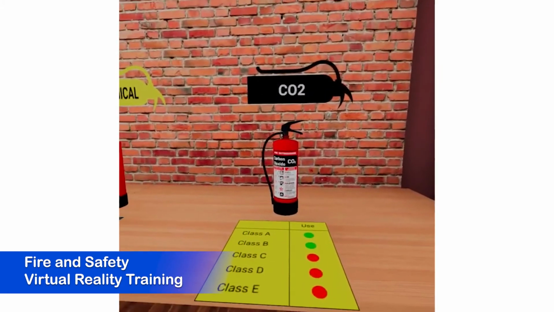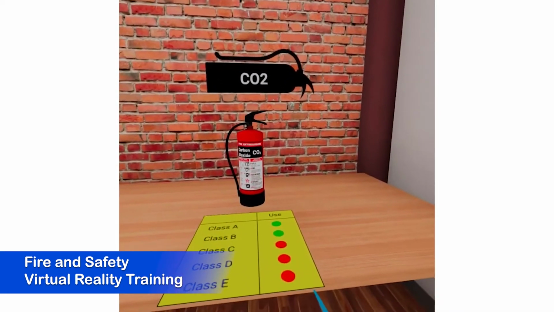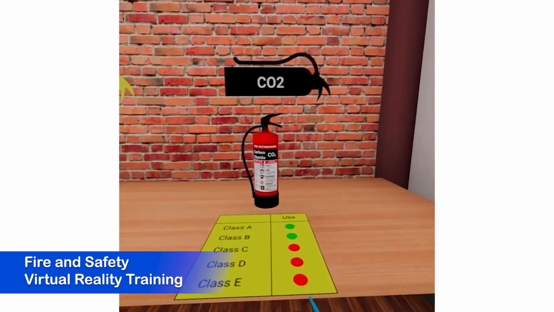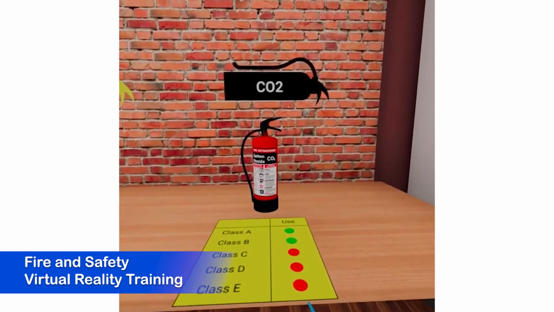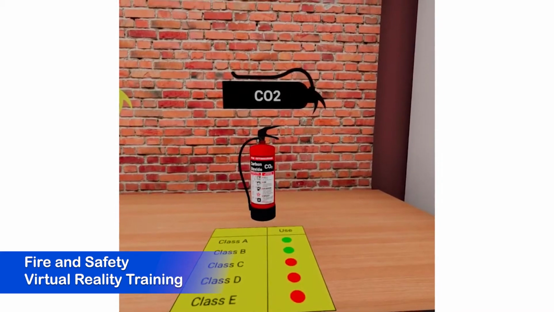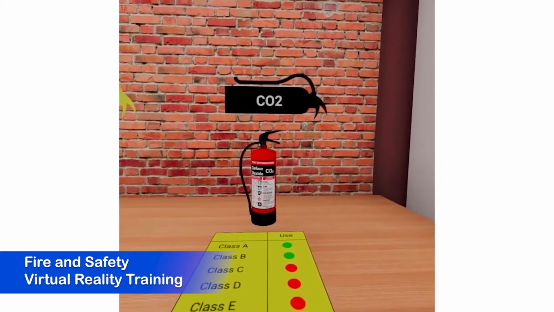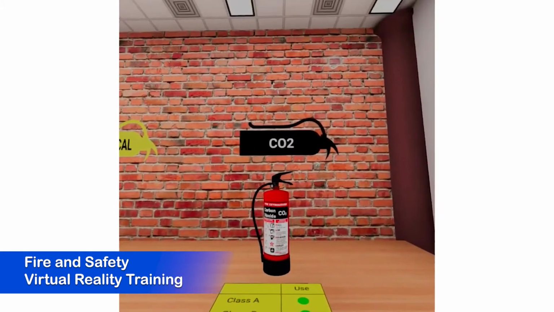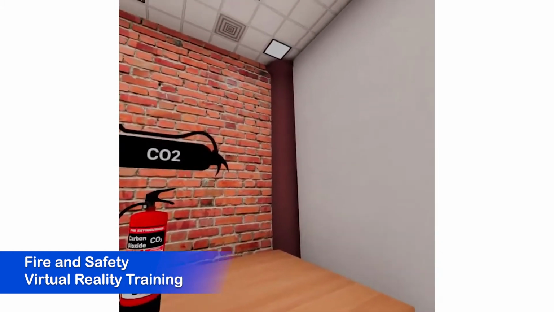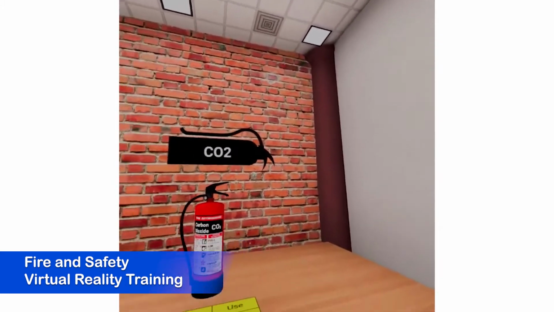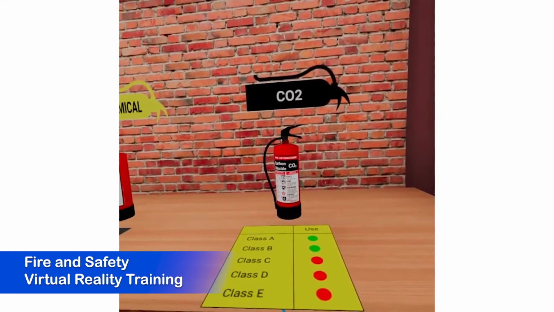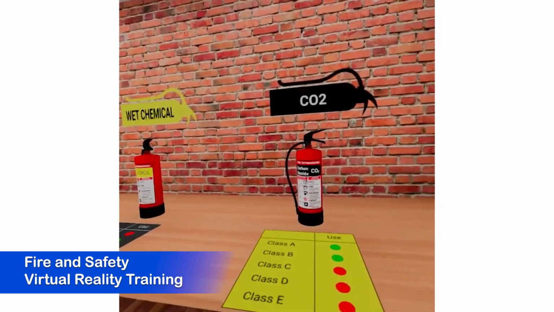CO2 extinguishers are ideal for places with a lot of electrical equipment, such as offices or server rooms, because they are safe to use on fires involving electrical apparatus. They can also be used on Class B fires, those involving flammable liquids, such as paraffin or petrol. Carbon dioxide extinguishers, CO2, have a black label.